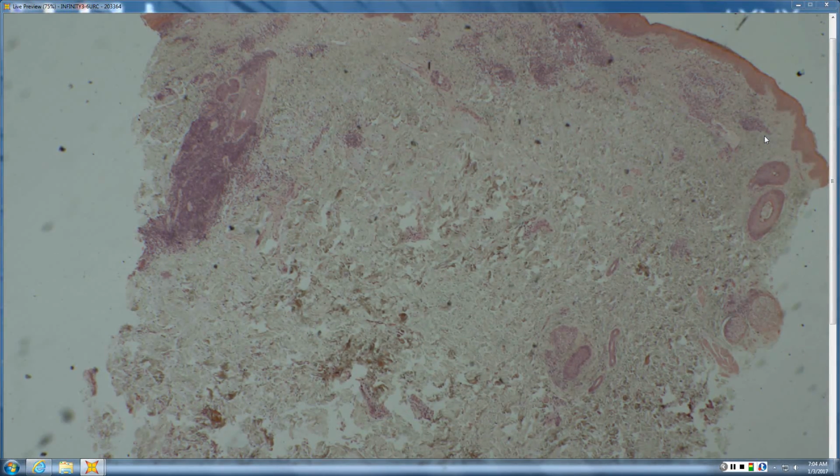But the areas that are affected and the other features that you see or don't see are helpful in pointing one way versus the other. And of course, there's the elastic stains too, which, there are some examples in here.